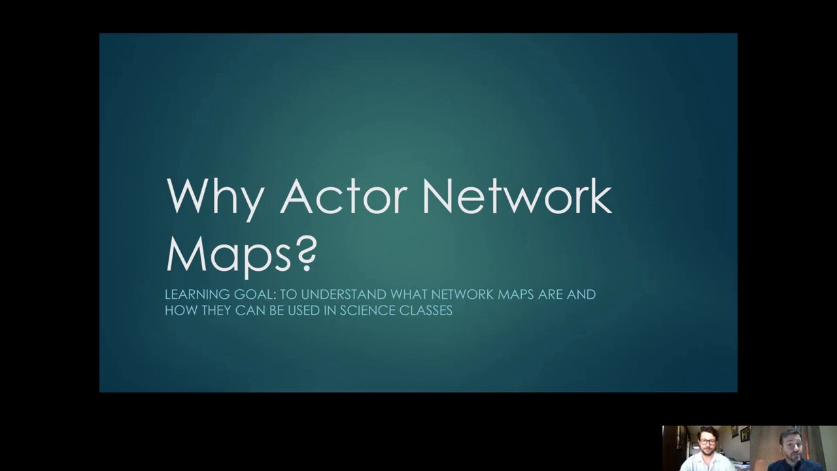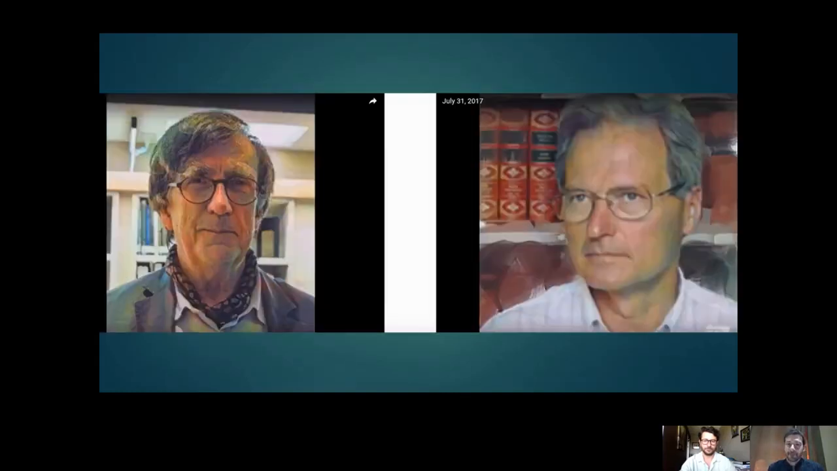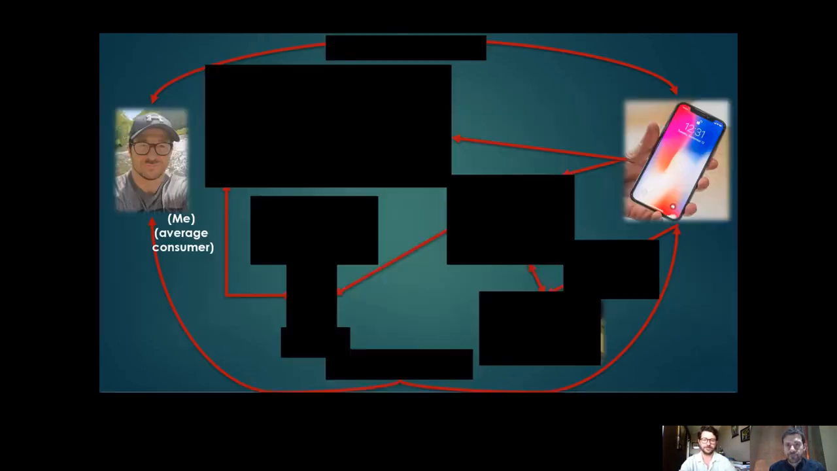The learning goals are to understand what actor network maps are and how they can be used in science classes. Actor network maps have their origins with Bruno Latour and Michel Callon in the 1980s. They were created as a means of analyzing complex issues in science and society.